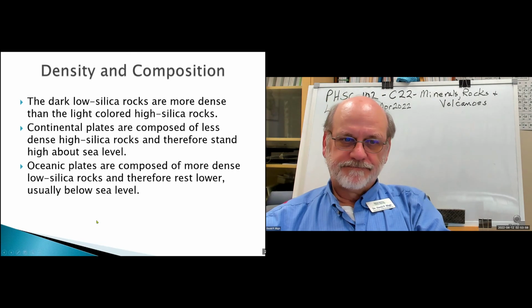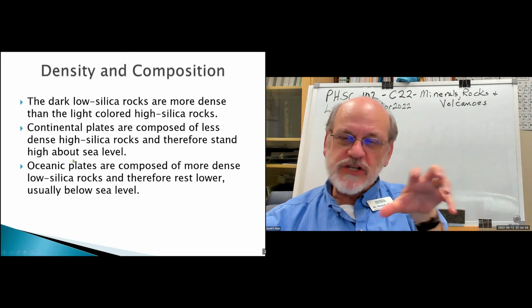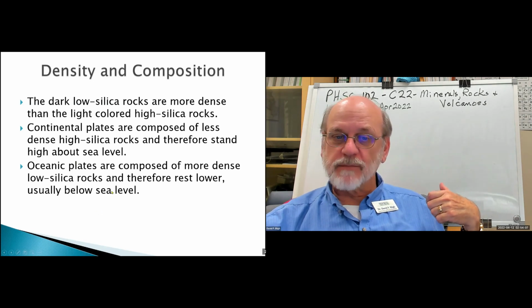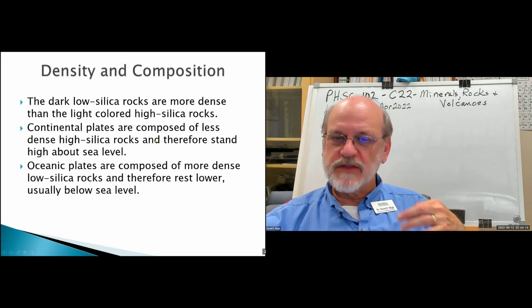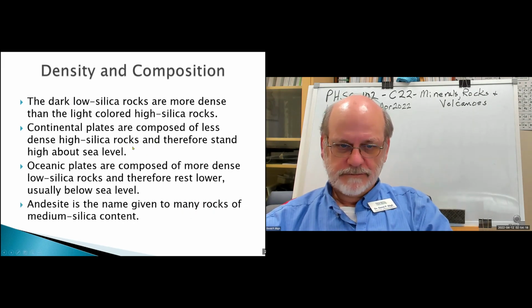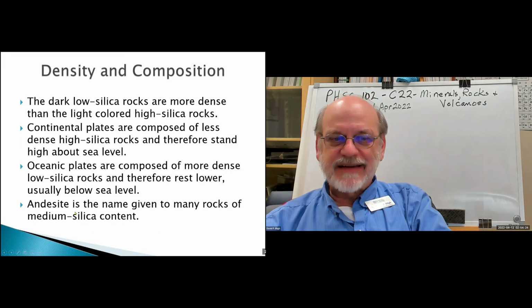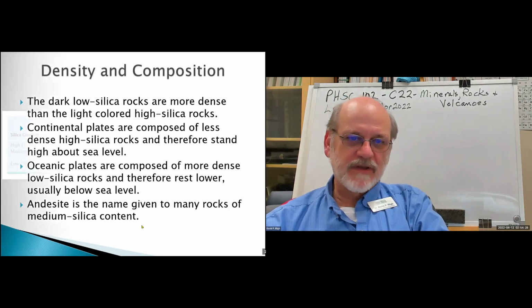Okay, so there's a difference between the continental plates and the oceanic plates that we mentioned in chapter 21. Oceanic plates tend to be denser, the low silica basaltics, and the continental plates tend to be the granitic types, the high silica rocks. Then there's the middle ground, andesite, medium silica content.